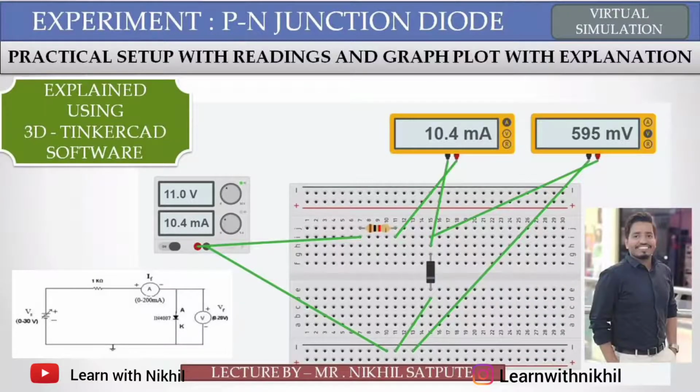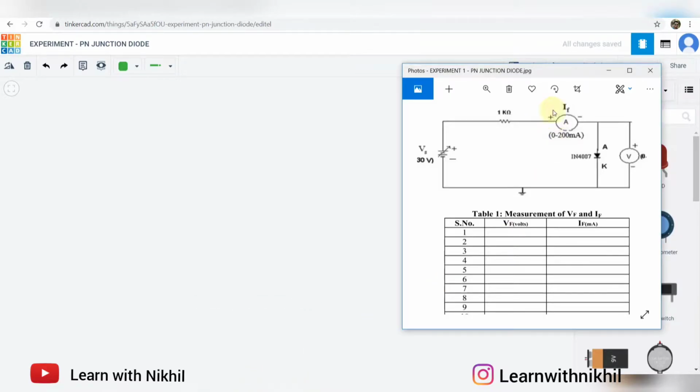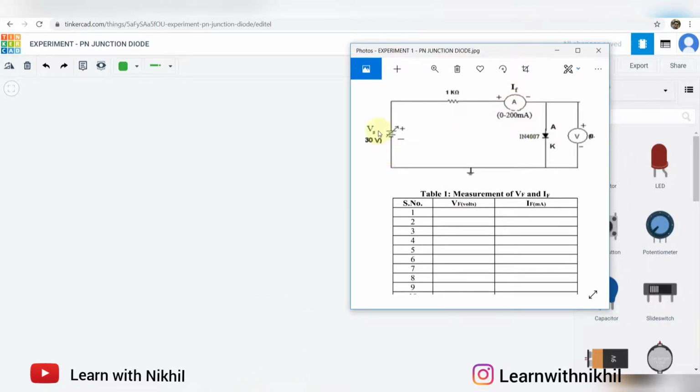So today I am going to perform a simulation on the PN junction diode practical using this 3D software Tinkercad, and will take the readings on observation table and plot the graph. And with this software you can get the virtual experience of the practical. So here we'll perform the practical on PN junction diode. We have been given the circuit diagram and the observation table.